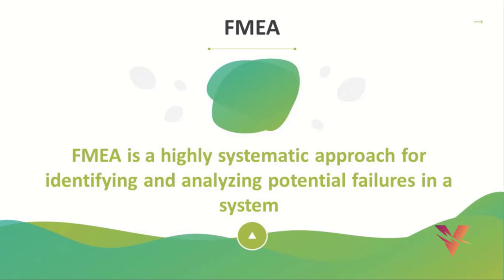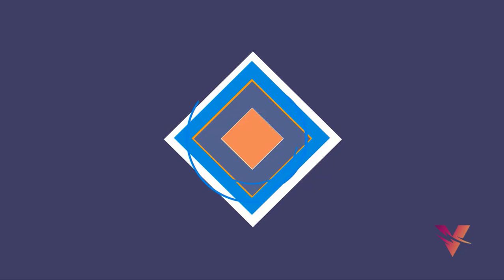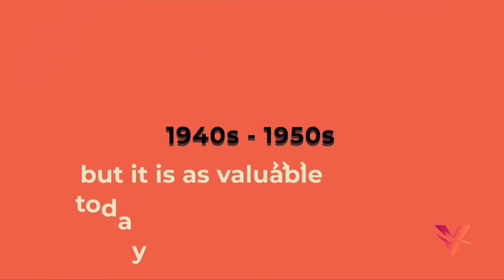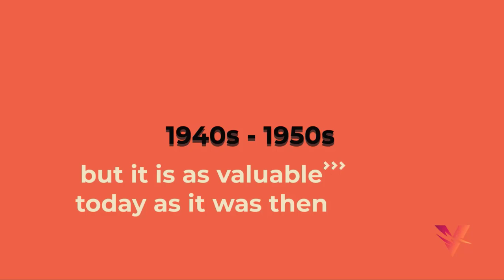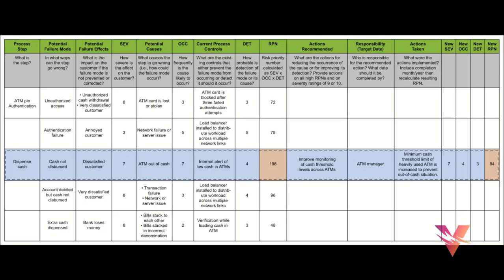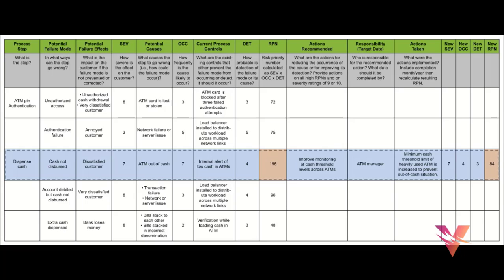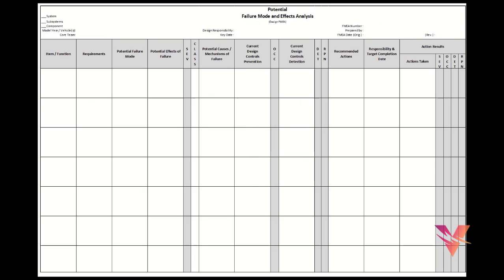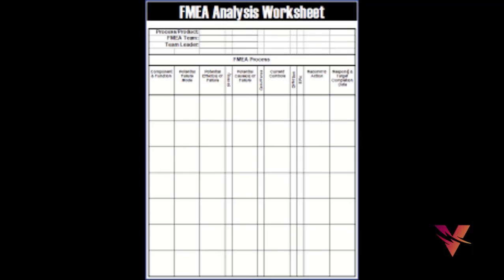FMEA is a highly systematic approach for identifying and analyzing potential failures in a system. It tracks back to the 1940s and 1950s, but it is as valuable today as it was then, and the best way to understand it is to take you through the typical failure mode and effect analysis worksheet. There are many different forms of these. Some are very simple, some are enormously complex and sophisticated.